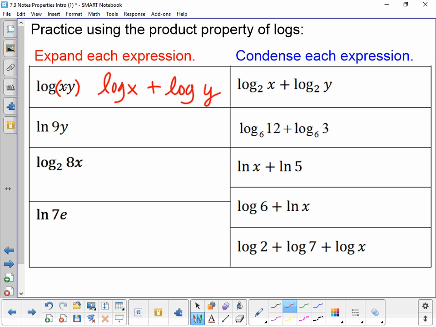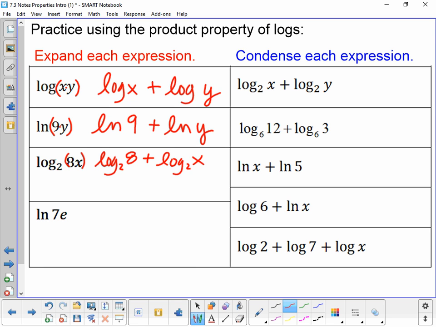That next one, the natural log, so this is a base e log, the natural log of 9 times y is exactly the same as the natural log of 9 plus the natural log of y. The third one down, log base 2 of 8 times x, so we've got a product here. We can expand that to the log base 2 of 8 plus the log base 2 of x.